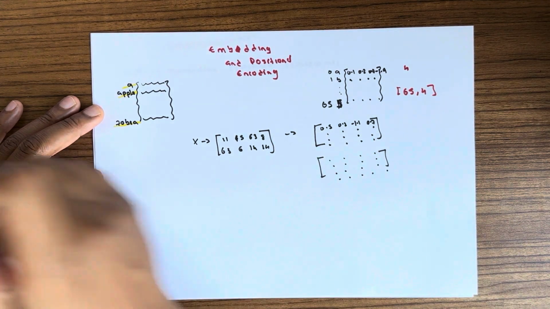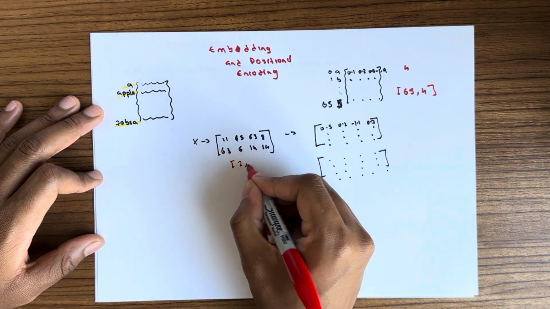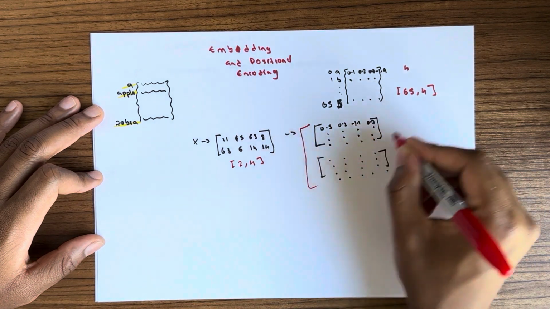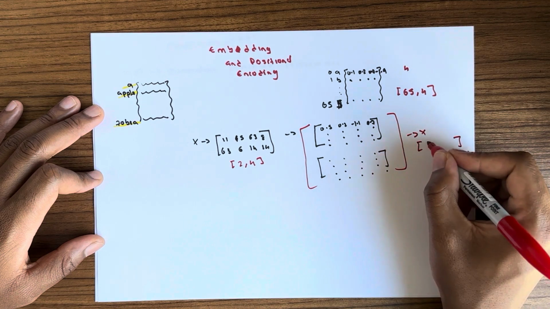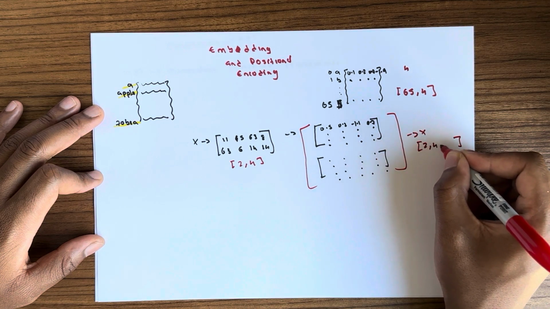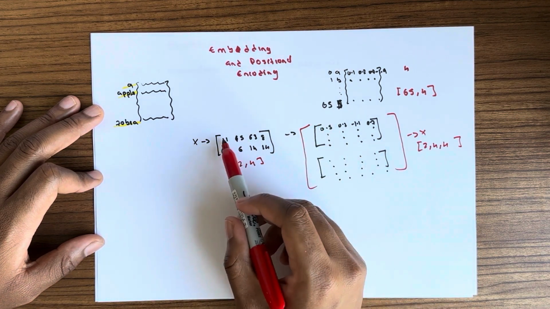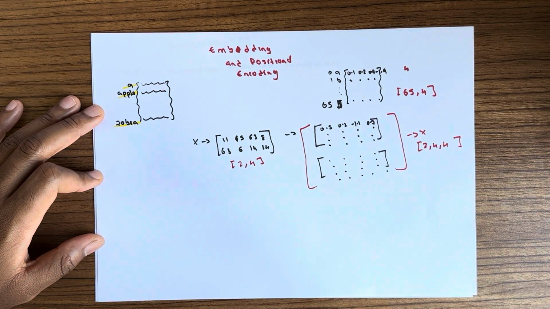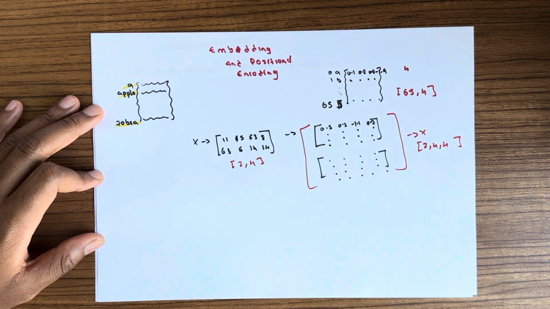So the dimension of X used to be 2 by 4. Now this will be the new X, and the dimension will go from 2 by 4 to 2 by 4 by 4, because each of these has been transformed to a vector of size 4. All right. So this will be the new X.